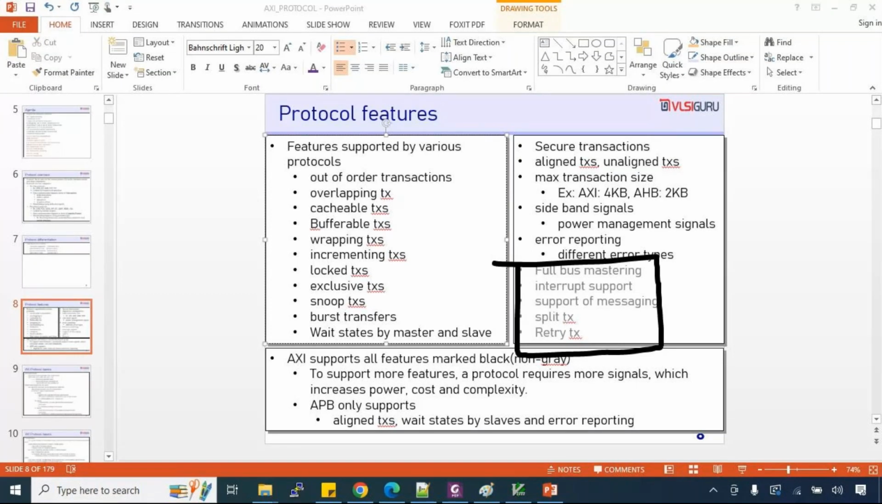Everything AXI supports, because it supports more features, it fits into more requirements. APB, the one you learned in Verilog or SystemVerilog, only supports this feature. That's only 1 or 2 features it supports. So that is the limitation of APB. Whereas when you go to AXI, it's a high performance protocol.